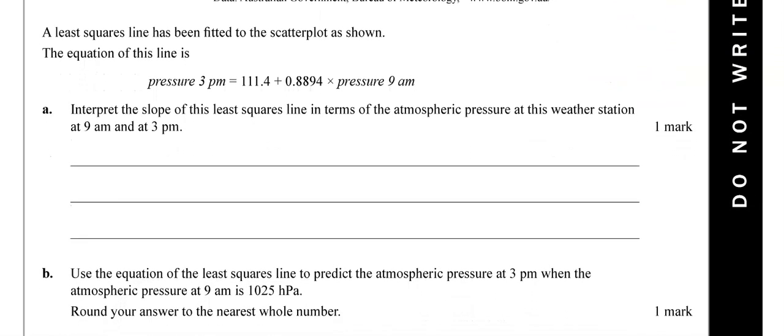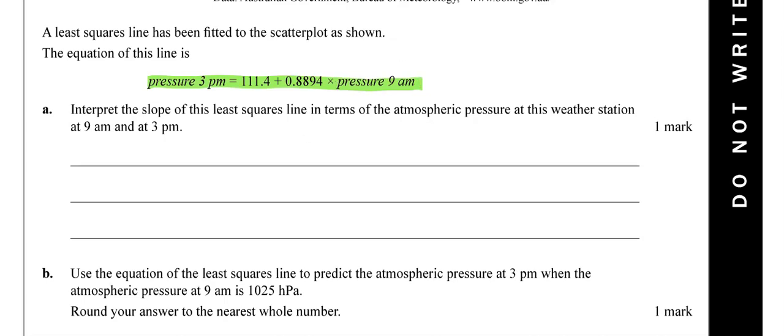So our first question: a least squares regression line has been fitted to the scatter plot as shown. The equation of this line is given as pressure at 3 p.m. equals 111.4 plus 0.8849 times pressure at 9 a.m.